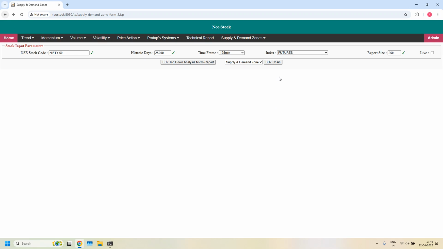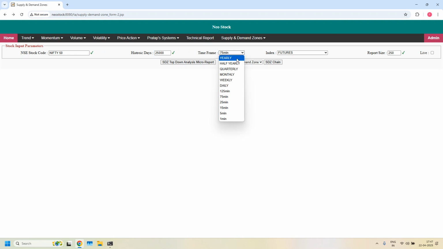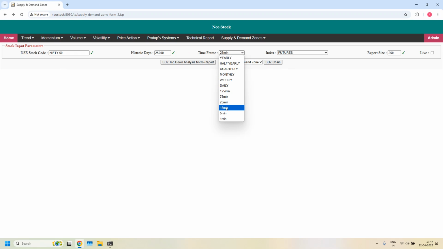Next, generating 75 minutes supply demand zone chain for NIFTY. Next, generating 25 minutes supply demand zone chain for NIFTY. Next, I am generating 15 minutes supply demand zone chain for NIFTY.